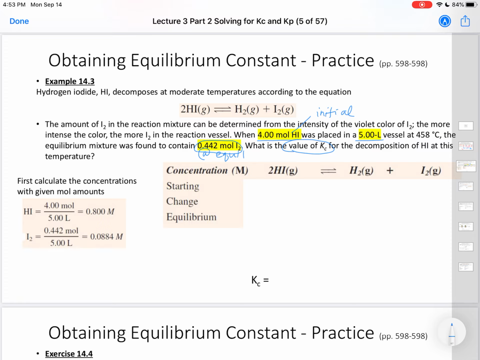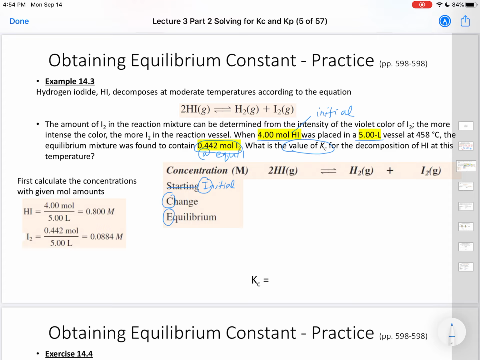I don't know if you remember this from last time, but I like to use initial instead of starting, because then the acronym becomes ICE, I-C-E. In the homework and in the notes that I write, oftentimes instead of writing initial, change, and equilibrium, I'll just write ICE. So basically, we're going to set up this little ICE table that we have.